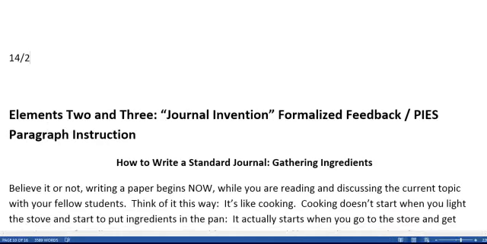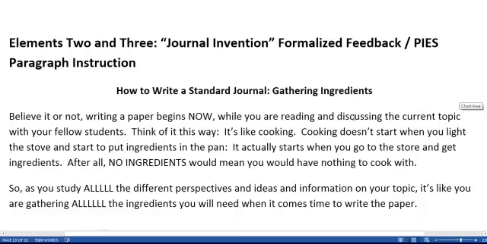But there are 2 other elements that I'd like you to consider using as well. As you know, part of what we do with the pilot curriculum is journal invention, formalized feedback, front-ending a lot of skill building before the actual paper writing happens, and we like to embed in those journals PIES paragraph instruction.